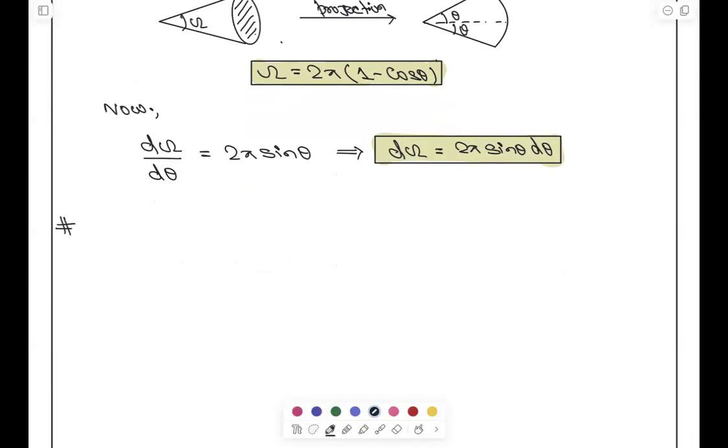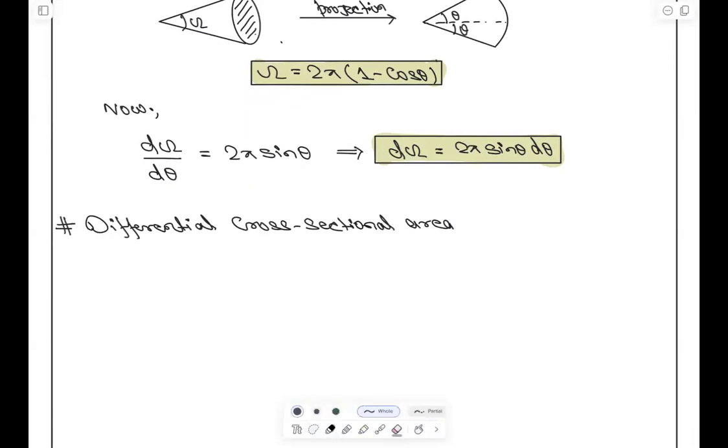See, what I am doing is dealing with a few details of Rutherford scattering in chunks, and then I will combine all of them. It will be easier to understand. Next is differential cross-sectional area.